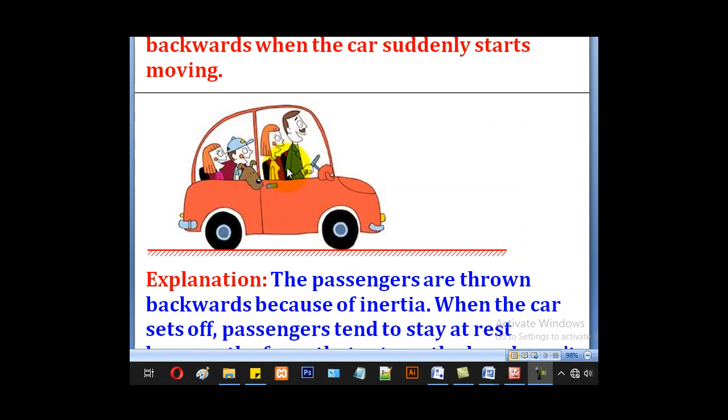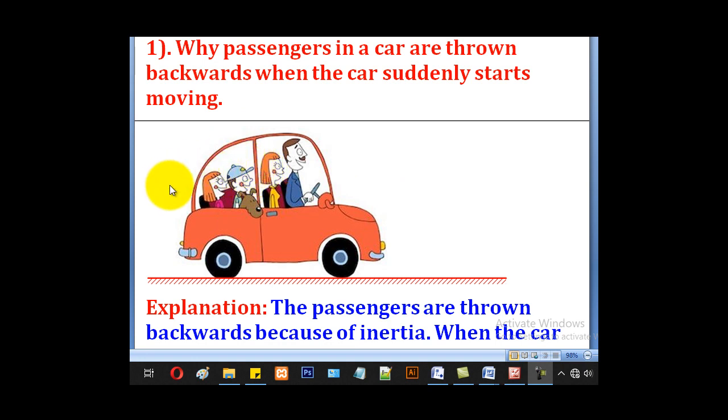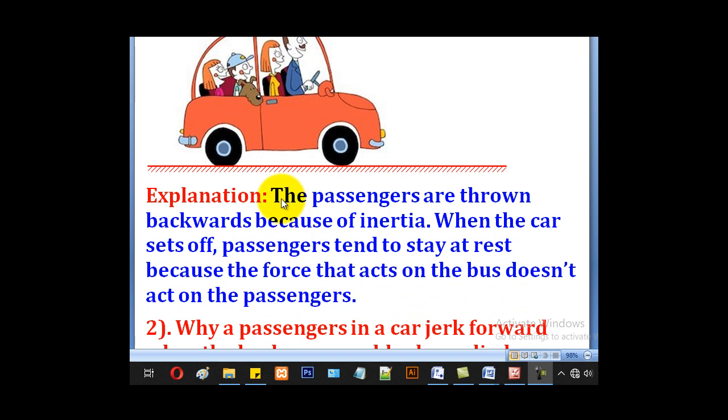So these are passengers. The car is initially at rest. Now if the driver suddenly starts moving, the passengers will be thrown backwards. And inertia explains everything. So this is the explanation. The passengers are thrown backwards because of inertia.